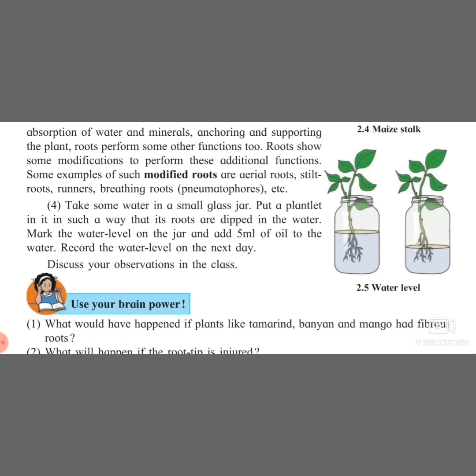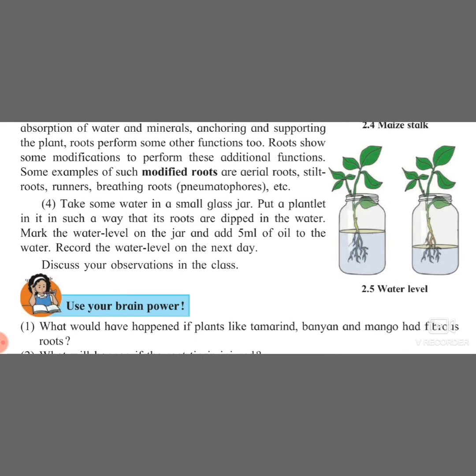Take some water in a glass jar, put a plantlet in it in such a way that its roots are deep in the water. Mark the level of water in the jar and add 5 ml of oil to the water. Record the water level on the next day. If you observe in this picture, they have clearly given that they have added some water and they have also added oil. If you see the next picture, the level of water has decreased.